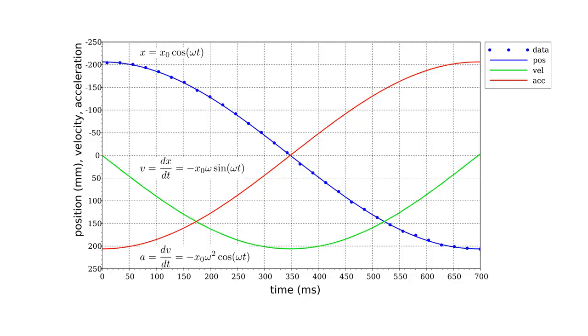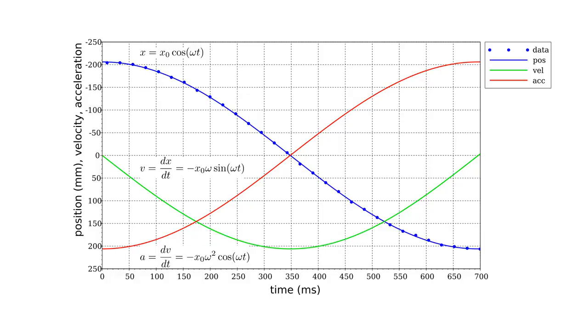Acceleration is the derivative of velocity, the slope of the velocity curve. The derivative of minus x0 omega sine omega t is minus x0 omega squared cosine omega t. Here we plot this in red, but without the constant factor omega squared, so that the scale is the same as the position and velocity curves.